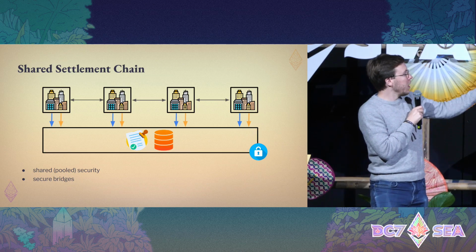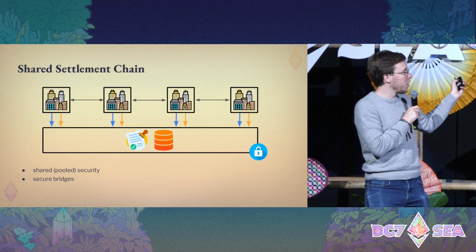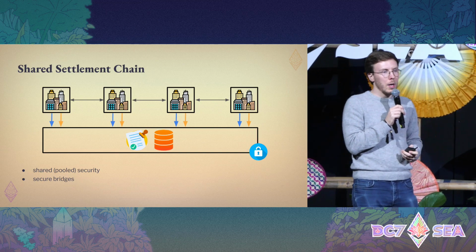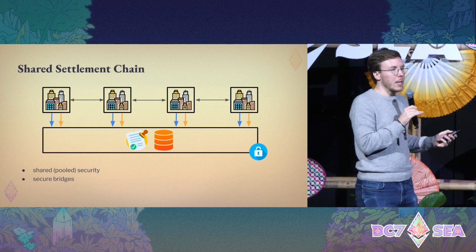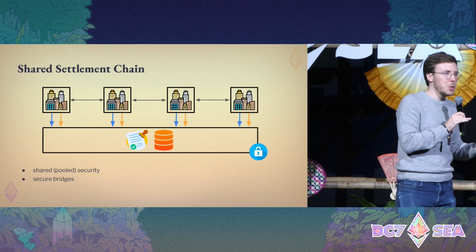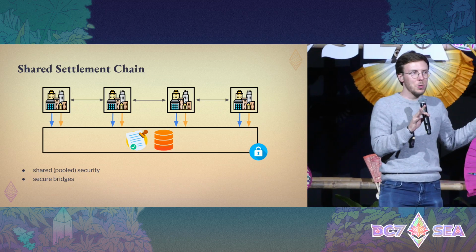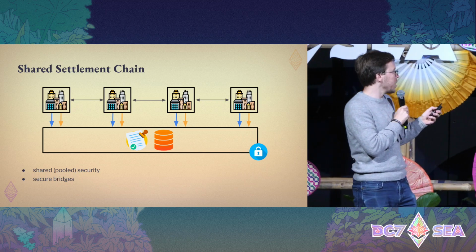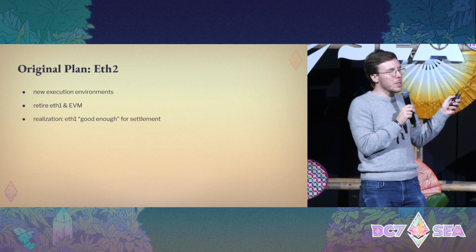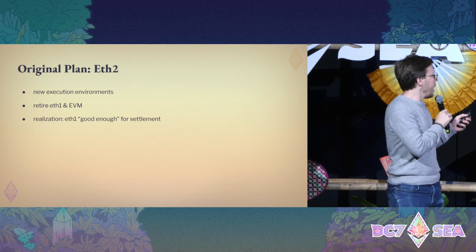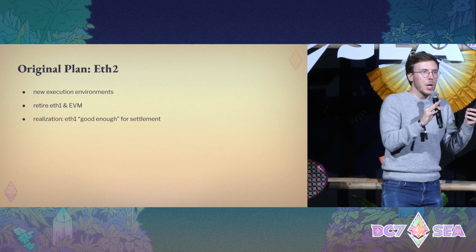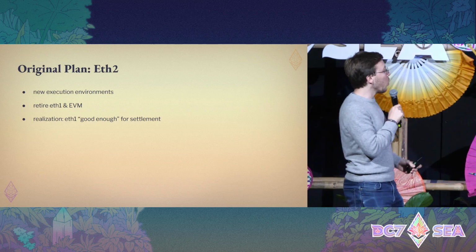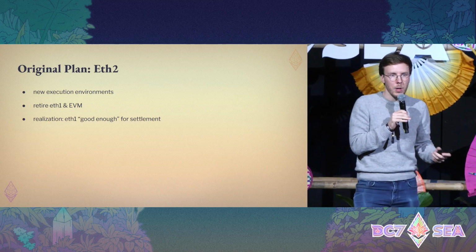And that's how you get to this world where you have a settlement chain and a bunch of rollups on top. Now, this was the original vision for what people back then called ETH2. You might remember before the merge, people used to call the beacon chain ETH2. And we moved away from that name for a specific reason. Why? Because ETH2 was this vision that we would give this new chain some fancy new execution and settlement system, and we would take the old ETH1 chain and the old EVM on top, and we would retire it.